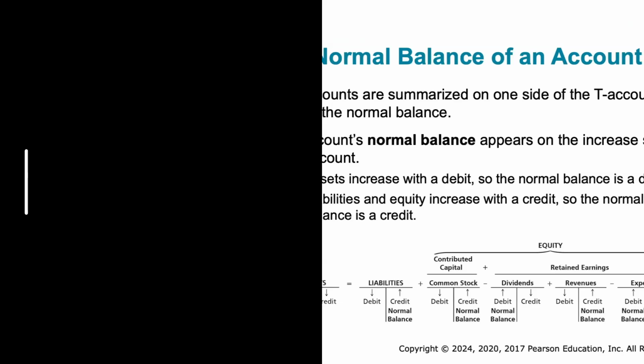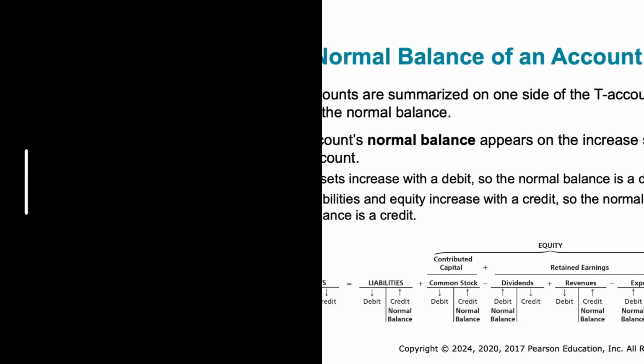Usually, all accounts are summarized on one side of the T account called a normal balance. Usually, assets will have a normal balance of debit, right? Or that's what their normal balance is. So usually you'll have a balance in assets. Usually, if they have any worth, they're going to have a normal balance of debit. Normal balance appears on the increase side of the account. So usually where the account increases, like liabilities increase with credit, that's where its normal balance is going to be.